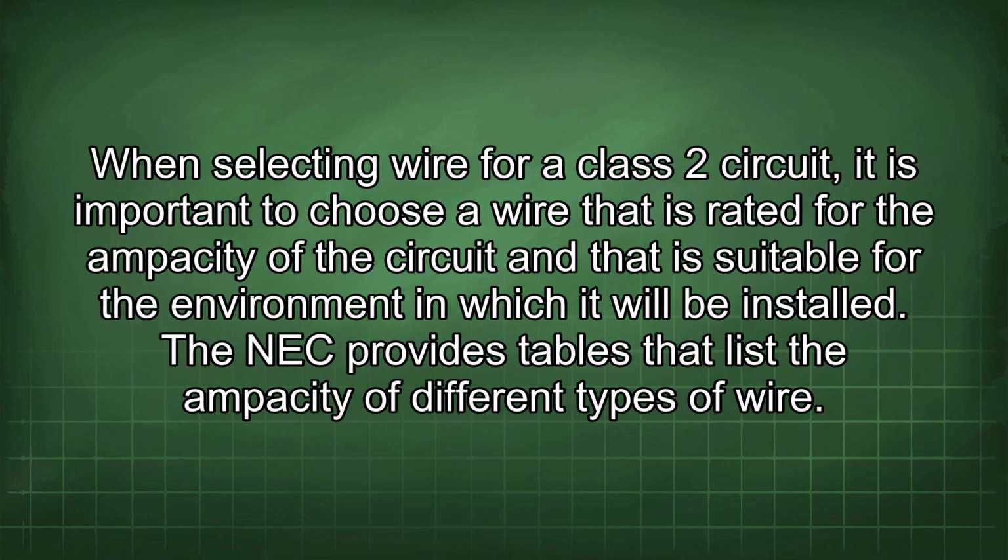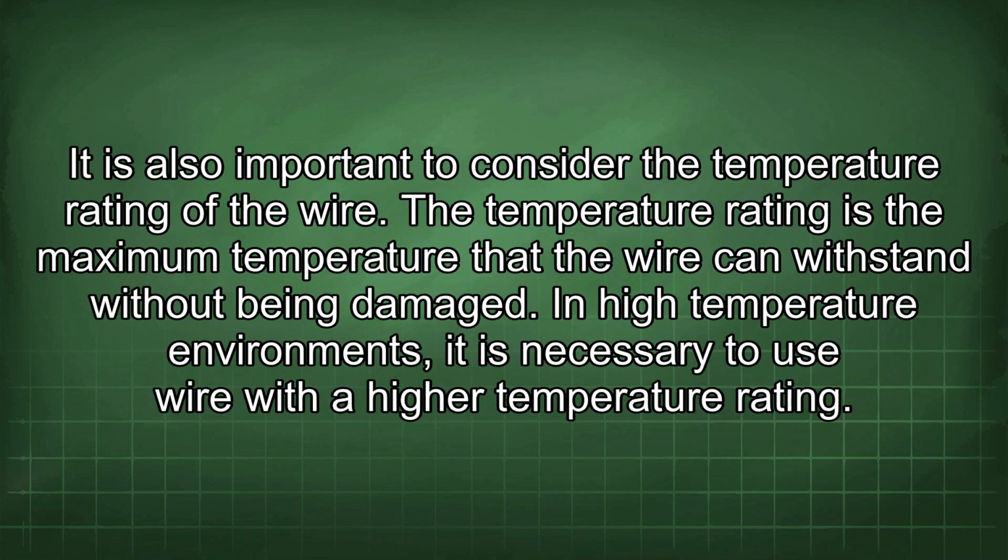When selecting wire for a Class 2 circuit, it is important to choose a wire that is rated for the ampacity of the circuit and that is suitable for the environment in which it will be installed. The NEC provides tables that list the ampacity of different types of wire. It is also important to consider the temperature rating of the wire. The temperature rating is the maximum temperature that the wire can withstand without being damaged. In high-temperature environments, it is necessary to use wire with a higher temperature rating.